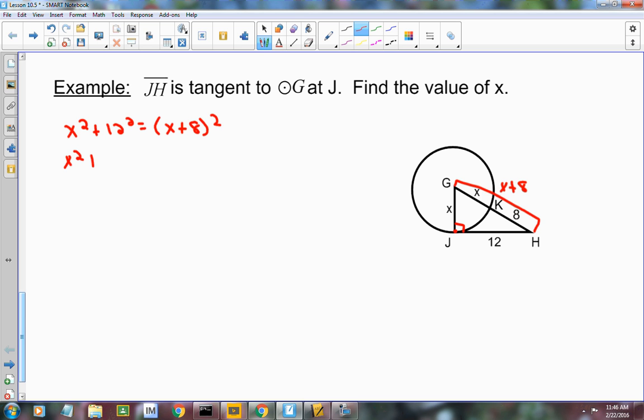So we end up with X squared plus 144. Now, X plus 8 quantity squared is not X squared plus 64. Okay, remember when you square something, you multiply it by itself. And so what are we going to have to do here? To multiply that, what do we have to do? We have to FOIL it. Okay, so X times X is X squared, X times 8 is 8X, 8 times X is 8X, and then 8 times 8 is 64. So we end up with X squared plus 16X plus 64.